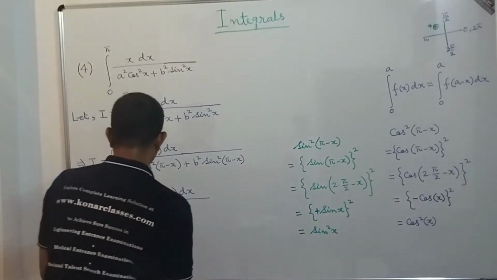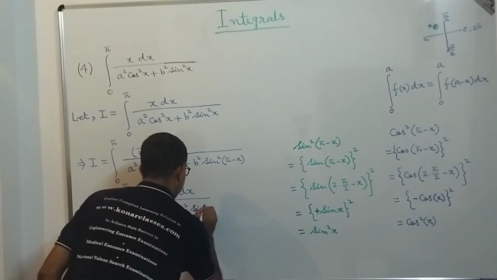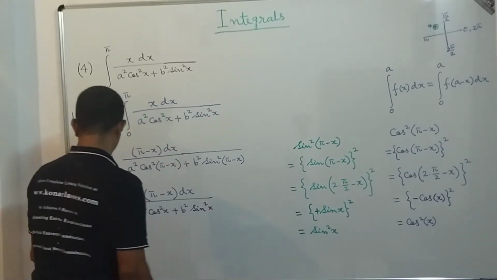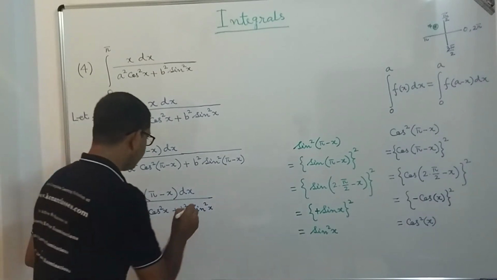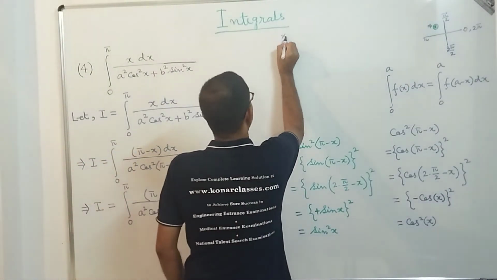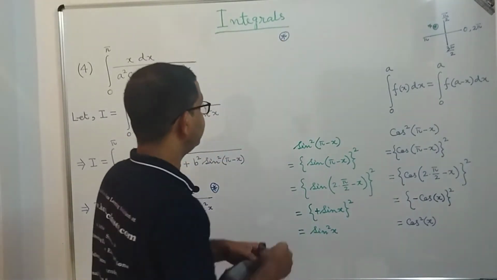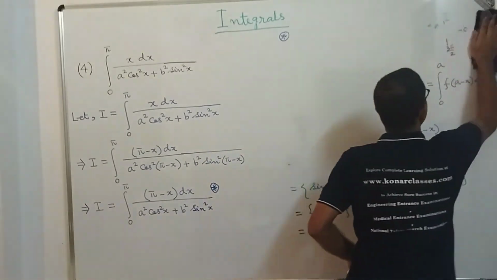So this is equal to a square cos square x plus b square sine square x. Okay, now from here let's continue to the upper part of this board. So from here what we can do, let me clean this particular portion.